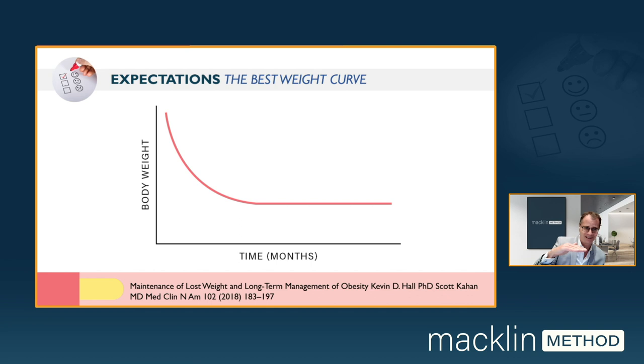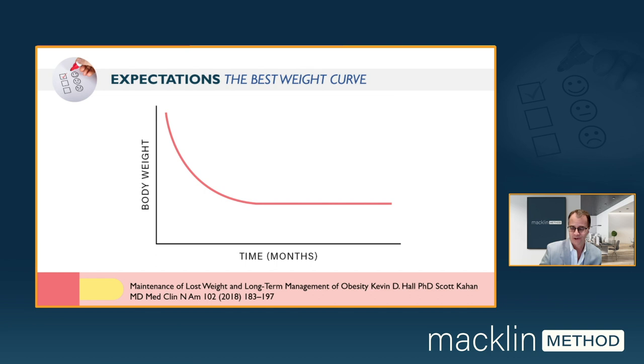And the real question becomes, well, why does that happen? I'm going to be discussing the well-explained theories on the maintenance of lost weight and long-term management of obesity from a great review paper by Kevin Hall and Scott Kahan, where mathematical modeling is used to describe why this curve looks the way that it does.